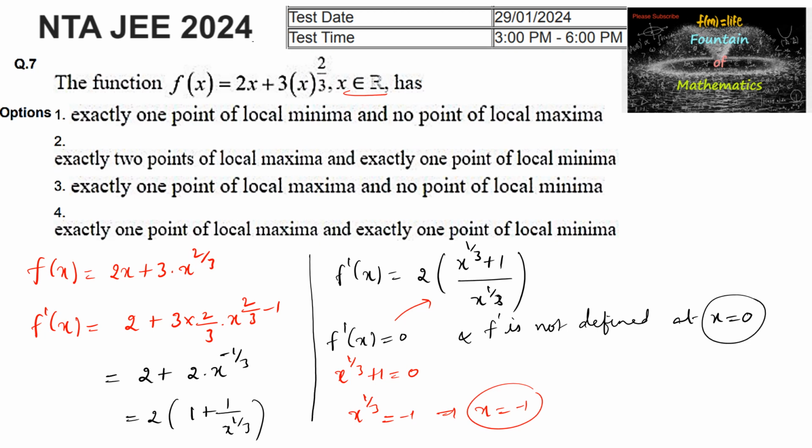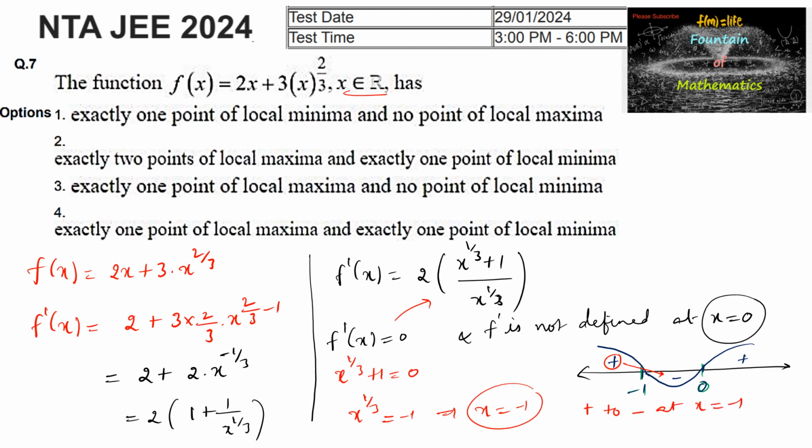So for x is equal to minus 1 and at x is equal to 0, we may get the minima or maximum. So let us take the wavy curve, mark the points minus 1 and 0, and we can see the sign changes: positive here, negative, and again positive. We can observe that the sign of the derivative of this function changes from positive to negative at x is equal to minus 1.